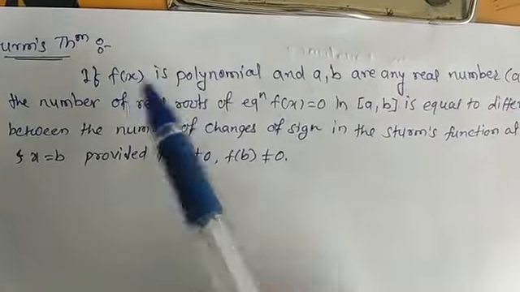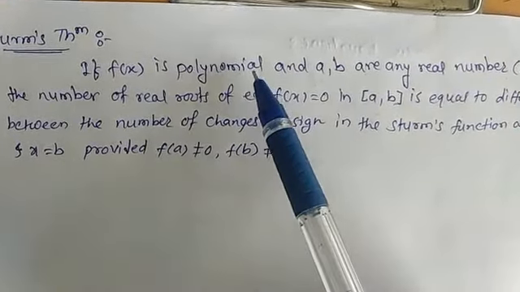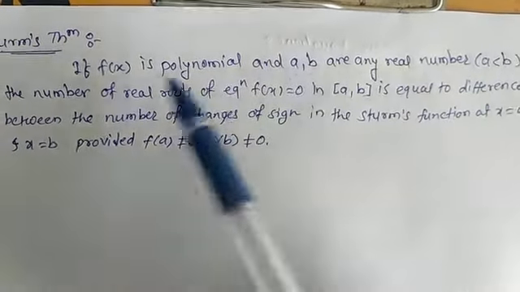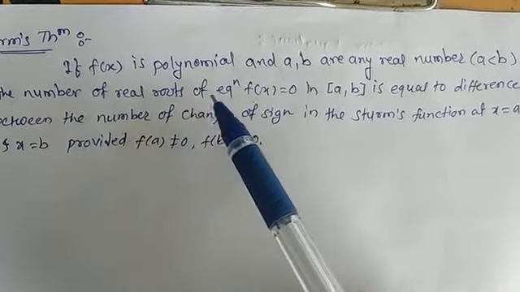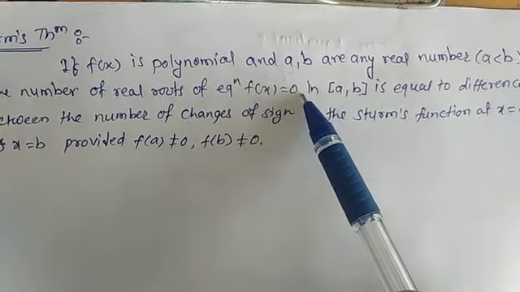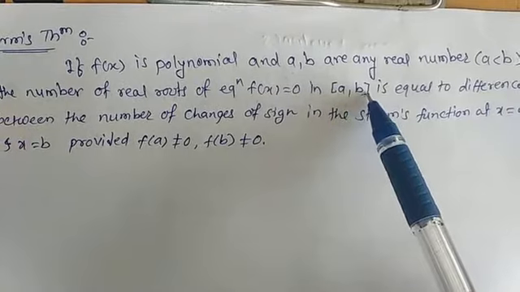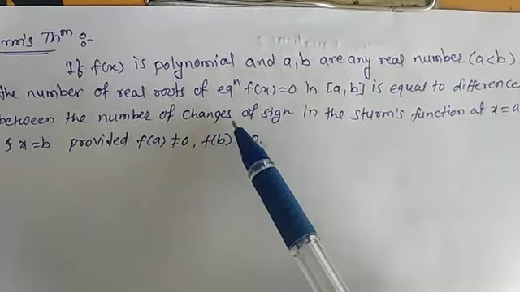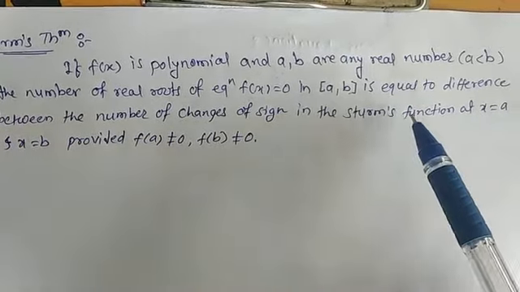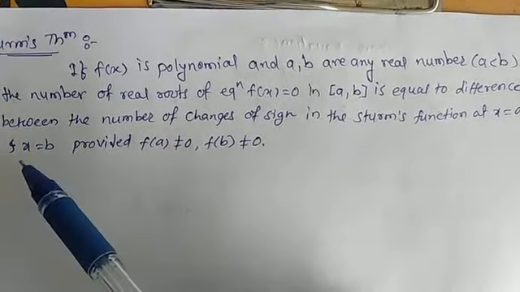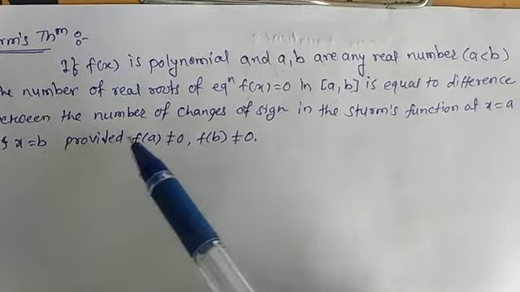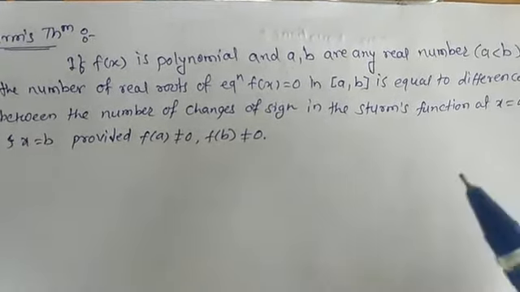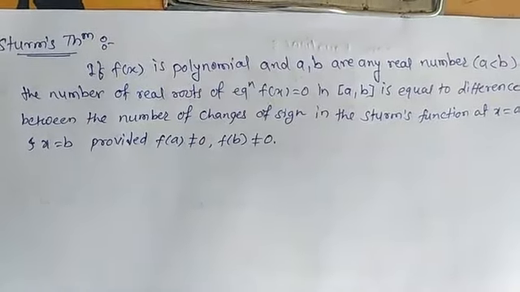Now we go to the next point. Sturm's theorem is: if f of x is a polynomial and a, b are any real numbers where a is less than b, the number of real roots of the equation f of x is equal to 0 in the closed interval a comma b is equal to the difference between the number of changes of sign in the Sturm's functions at x is equal to a and x is equal to b, provided that f of a is not equal to 0 and f of b is not equal to 0. Okay, this is our Sturm's theorem.